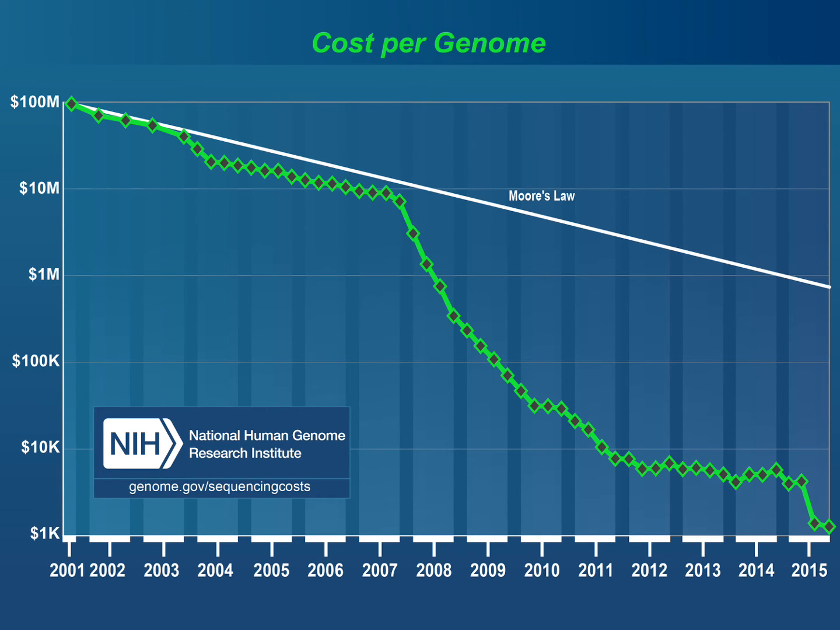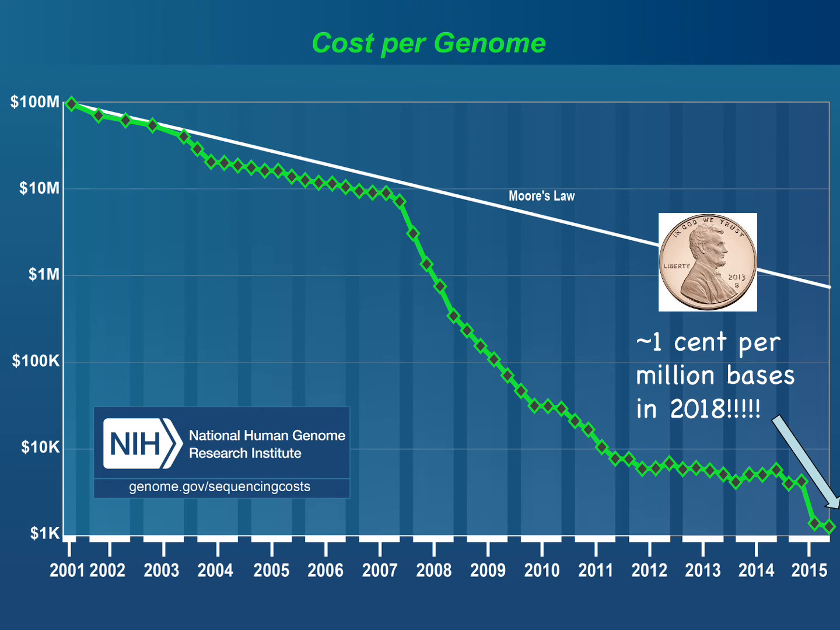Going back to the cost per genome curve graph that I showed you earlier, it turns out that as of 2018, it costs about 1 cent per million bases to use this sequencing approach. So it's really super cheap, and the cost is even lower now. It's 2020 now.